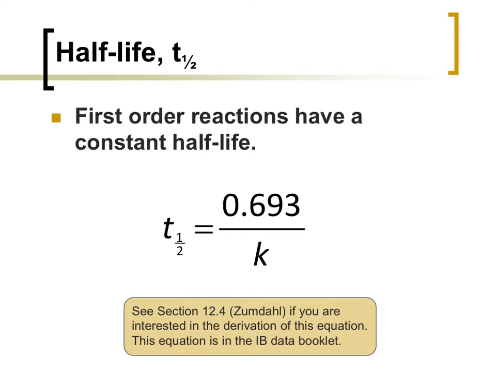And so this formula is in the IB data booklet. The half-life is equal to 0.693 over k. Again, if you're self-studying for the AP test, you may want to look into where this equation comes from, but IB gives it to you.